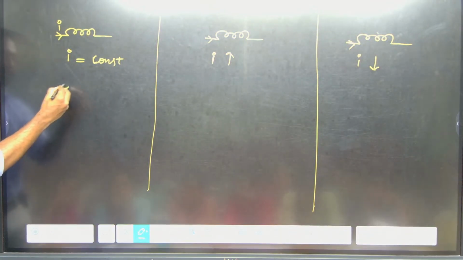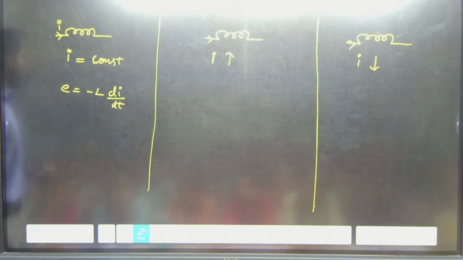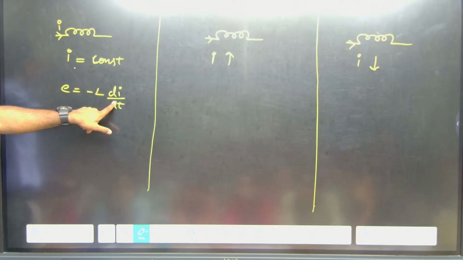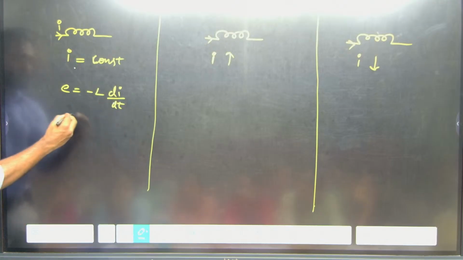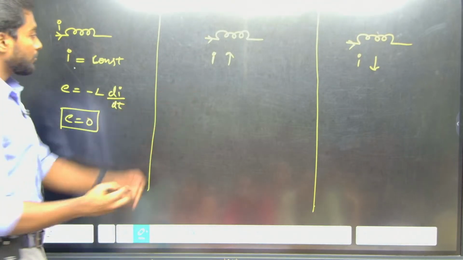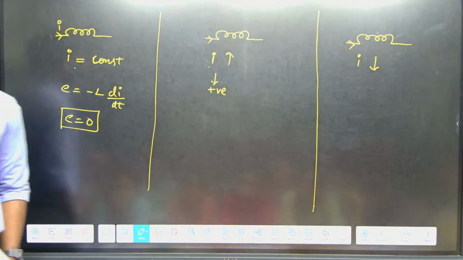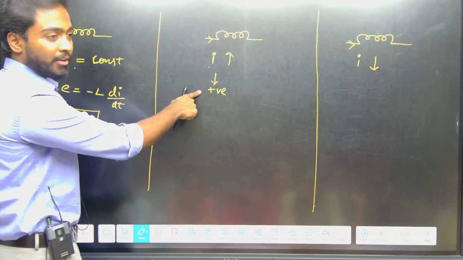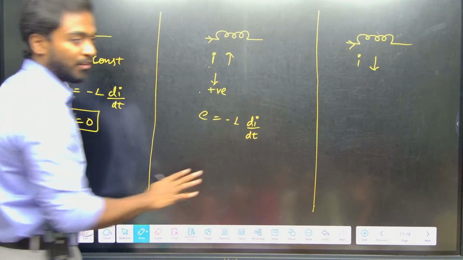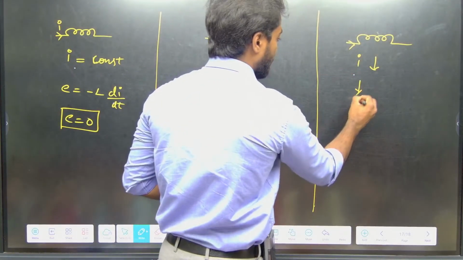So what is the formula? E is equals to minus L into di by dt. Since current is constant, if I differentiate the constant, it is 0. So EMF will be 0. Second point, current is increasing, which means positive. So E will be equals to minus L into di by dt. This is my formula.